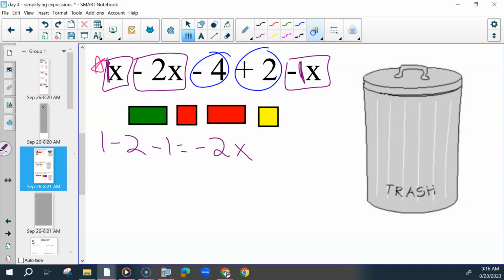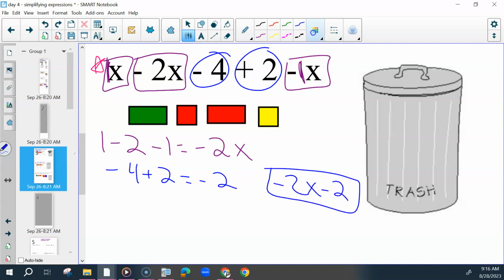And then when we combine our negative 4 and 2, we get -2. So this answer should look familiar because that's what we got when we did it with algebra tiles. It is really the same problem. We're just now doing it algebraically. Questions on how we combine like terms? Sorry, simplified. Got that answer.